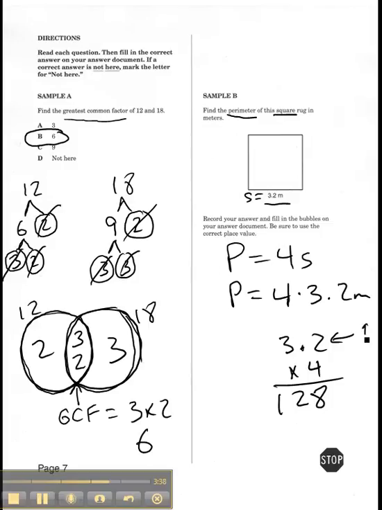3.2 has 1 decimal place. 4, if I put a decimal, it would be right here. There are no numbers after the decimal, so that has 0 decimal places. So I should have 1 decimal place in my answer. One number after the decimal. So 12.8. So the perimeter of this square equals 12.8 meters.